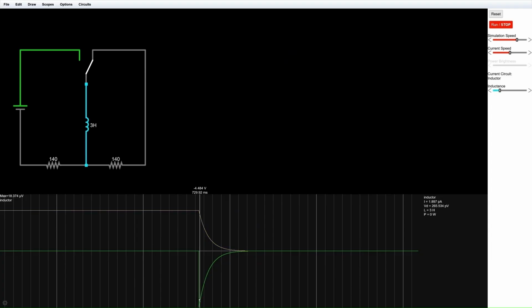Why is the voltage negative? During the discharge process, the inductor tries to maintain the current flow. Instead of opposing the rise of current like in the charging phase, it now opposes the decrease of current. To keep the current flowing in the same direction, the inductor generates a voltage of opposite polarity. This opposite polarity is represented by the negative sign in the formula.